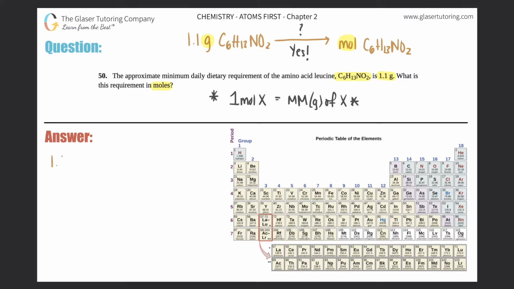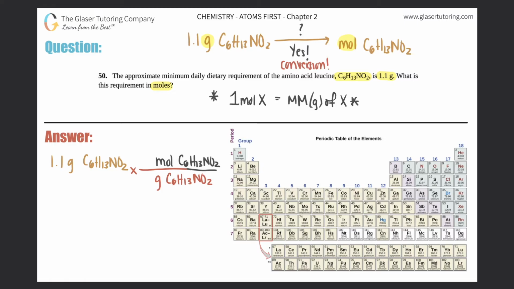We have 1.1 grams of C6H13NO2, and we're just converting, right? This is just a conversion. So when we do conversions, we always times by a ratio. And we don't want grams of leucine, so that goes on the bottom. Grams of C6H13NO2 goes on the bottom, and we want moles of C6H13NO2 goes on the top, right?